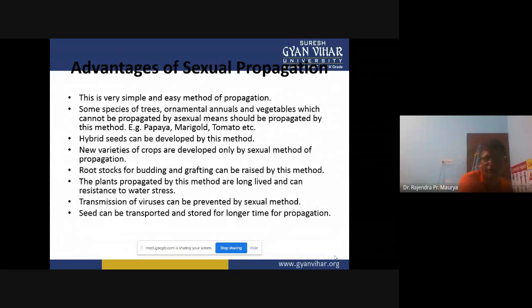Transmission of viruses can be prevented by sexual methods. Sexual methods of propagation eliminate the problem of viral diseases in crops that are prone to them. Seeds are an excellent propagating material. Seeds can be transported and stored for a longer time for propagation, so handling is very easy.